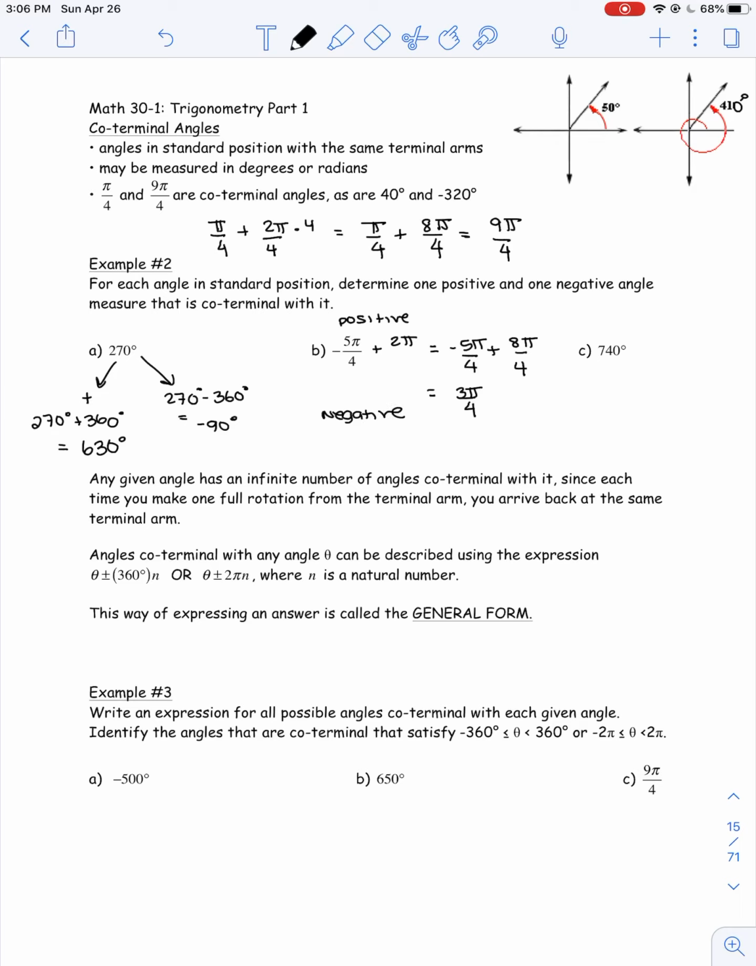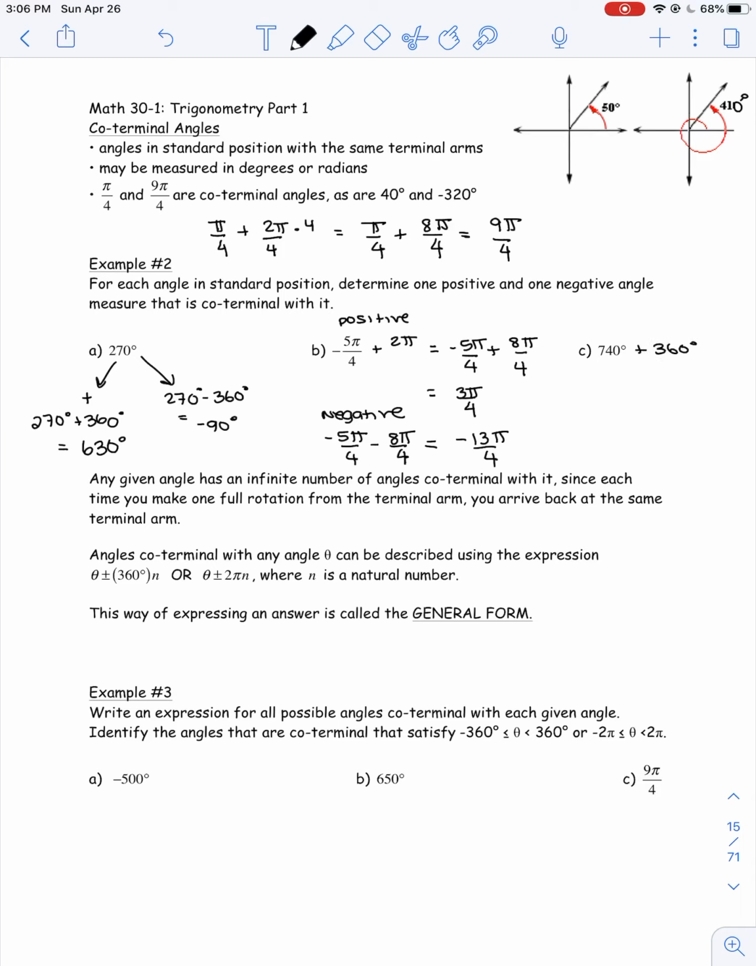And then to get the negative one, you're going to have to subtract 2 pi. And we know from the previous example that 2 pi is the same as 8 pi over 4, so we're going to subtract 8 pi over 4 to just simplify our work. So that'll be negative 13 pi over 4. The common denominator, the denominator doesn't change. So that one's the positive and negative.